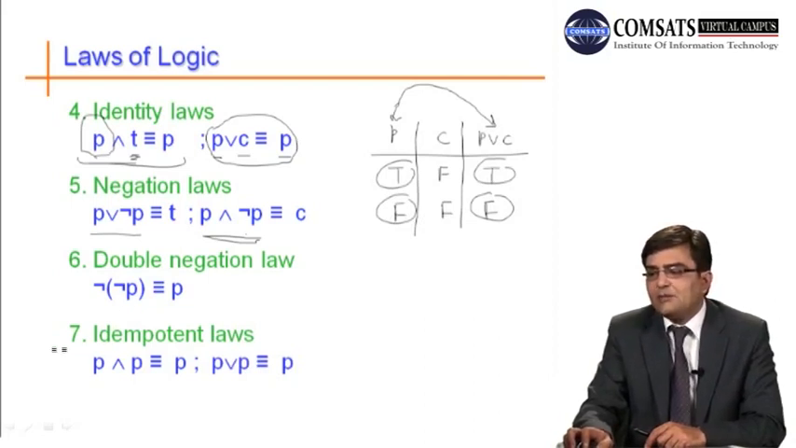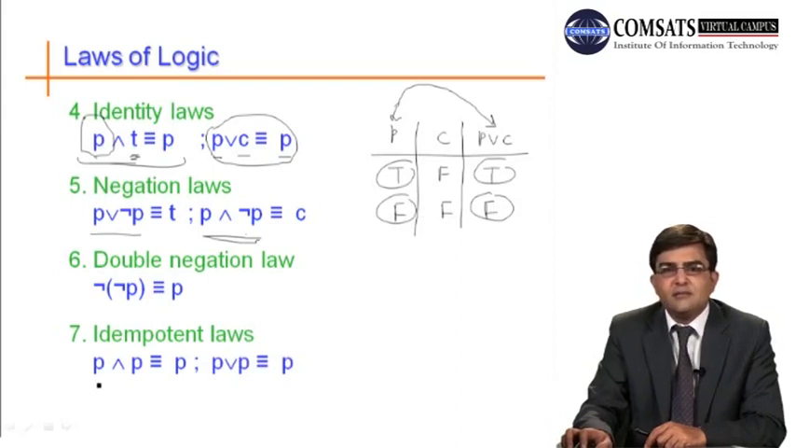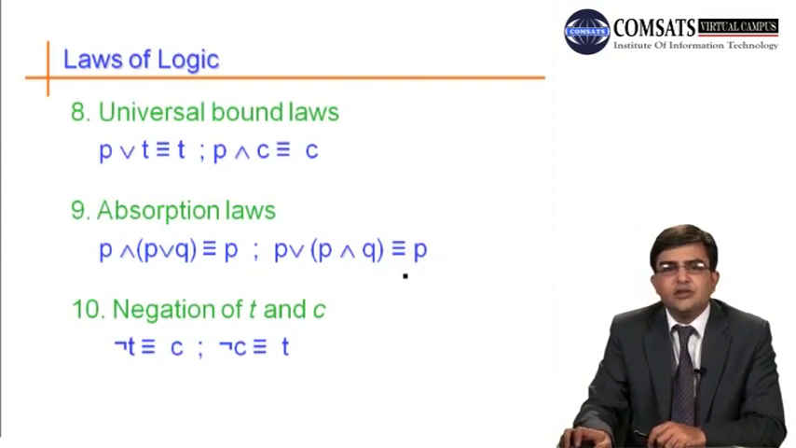The next laws are the idempotent laws. These laws are very obvious. We can immediately see that P and P is logically equivalent to P, and the second law is P or P is logically equivalent to P. So in both laws, the truth values of P in each row remain the same. Therefore, we can say that P and P is logically equivalent to P, and P or P is logically equivalent to P.